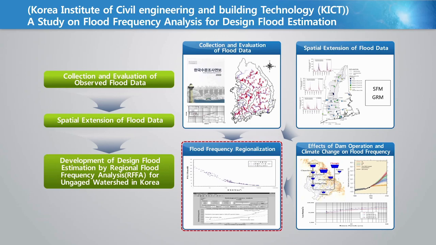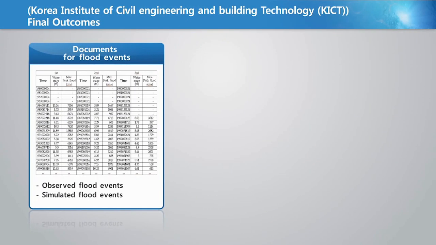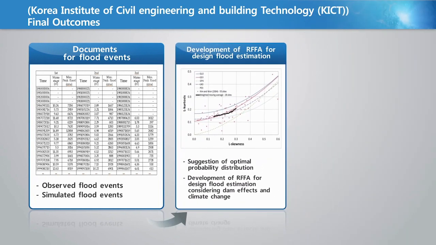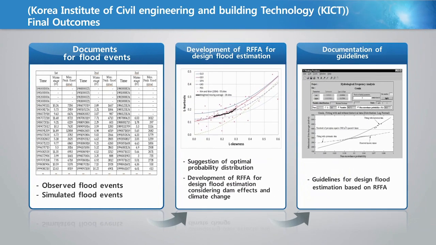The spatial data extension technique has been used to generate data using 2 models. One is storage function model, and the other is grid-based rainfall runoff model. Both observed and spatially extended data have been used to develop the characteristics of regional flood frequency. The characteristics of the regional flood frequency denote the homogeneity relationship between rainfall intensity and flood. So, flood frequency estimation procedures for ungauged catchments is suggested and used for estimation of design flood in South Korea.